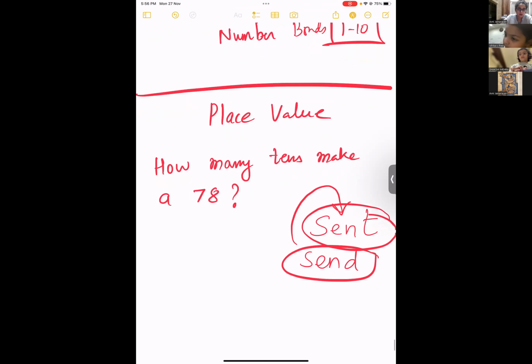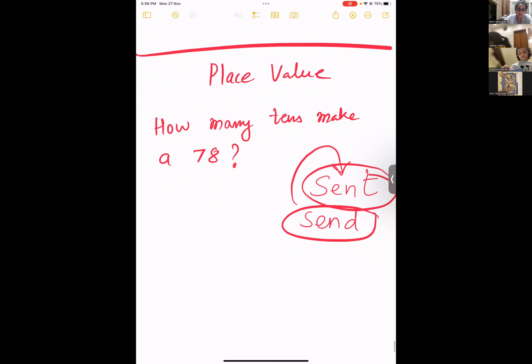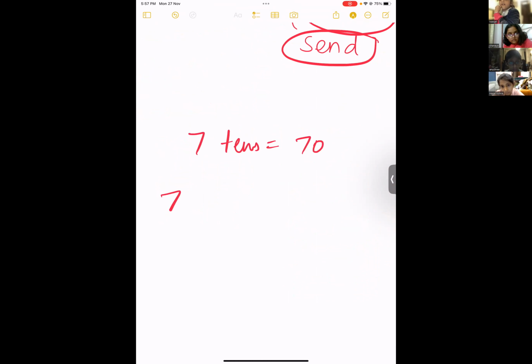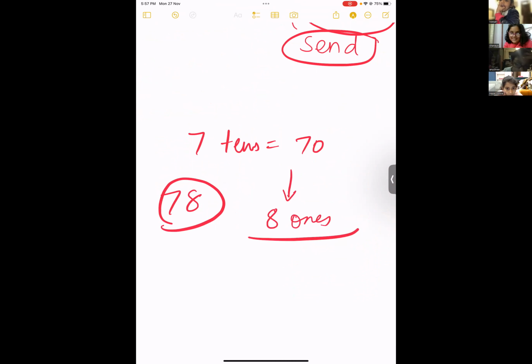Okay, so how many tens make a 78? Seven tens. Now let me challenge you a little more. Kabir, do you know seven tens make a 78? If seven tens make a 78, seven tens would be just 70. But we have to make a 78. So yes, we will need 8 ones also.